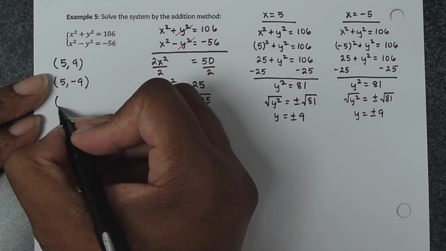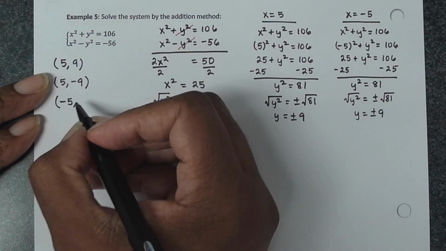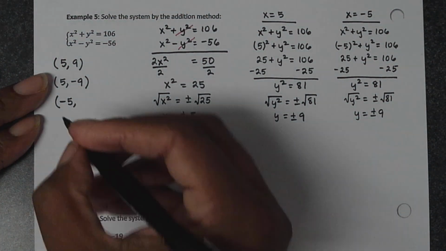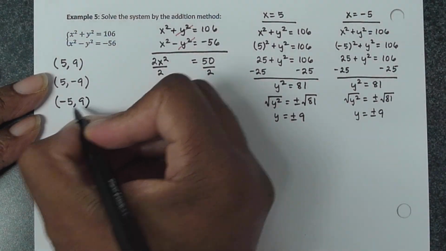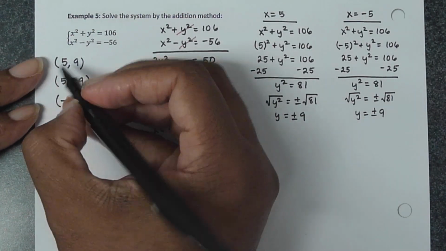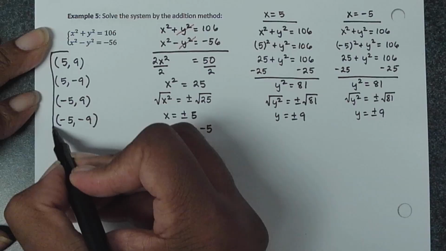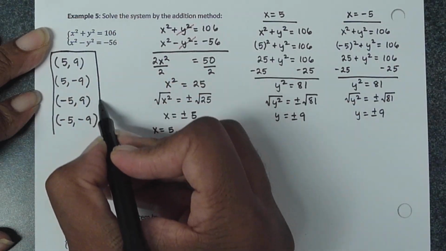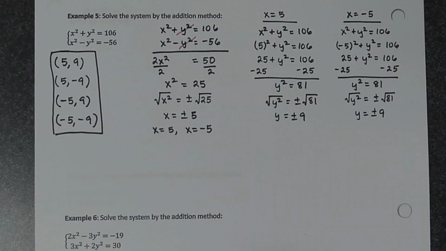So now for negative 5, I get two y values here. One will be positive 9, and the other one would be negative 9. And these are my 4 ordered pairs for this nonlinear system of equations: 5, 9; 5, negative 9; negative 5, 9; negative 5, negative 9.